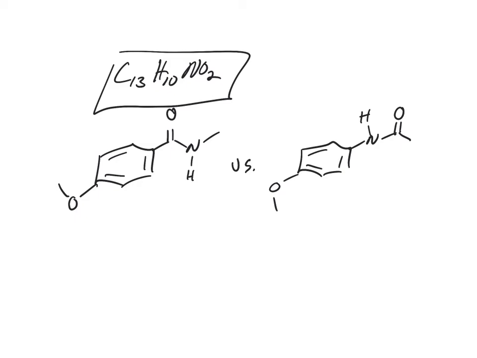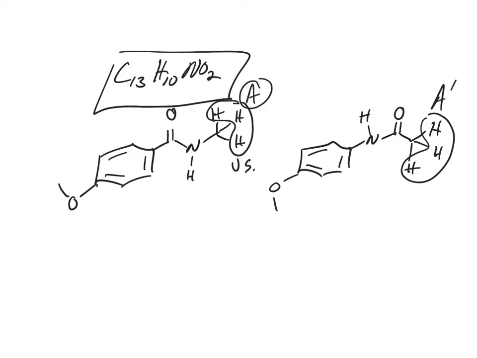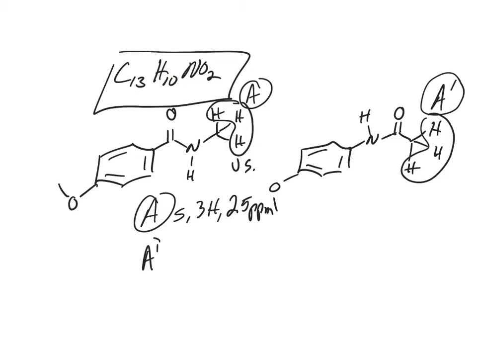So the key peak in the NMR would be these three hydrogens and these three hydrogens. So A and A prime. A is going to be a singlet. We're three hydrogens. What frequency would we expect it to be at? What ppm? We said 2.5 ppm. A prime is also going to be a singlet. We're three hydrogens. But that frequency is going to be more actually like 2.0 ppm.